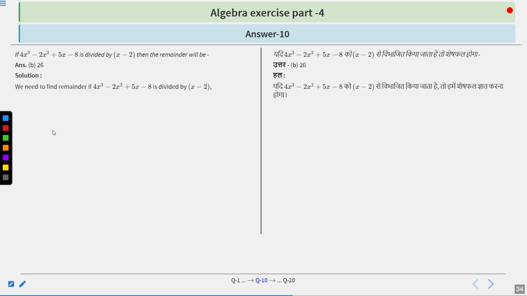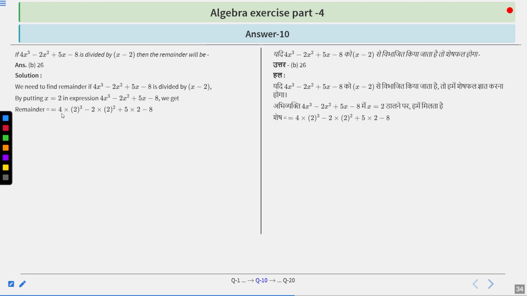So we need to find the remainder if 4x cube minus 2x square plus 5x minus 8 is divided by x minus 2. So by putting x equal to 2 in the expression 4x cube minus 2x square plus 5x minus 8, we get 4 into 2 cube minus 2 into 2 square plus 5 into 2 minus 8. 4 into 2 cube is 32, minus 2 into 2 square is 8, plus 5 into 2 is 10, minus 8.